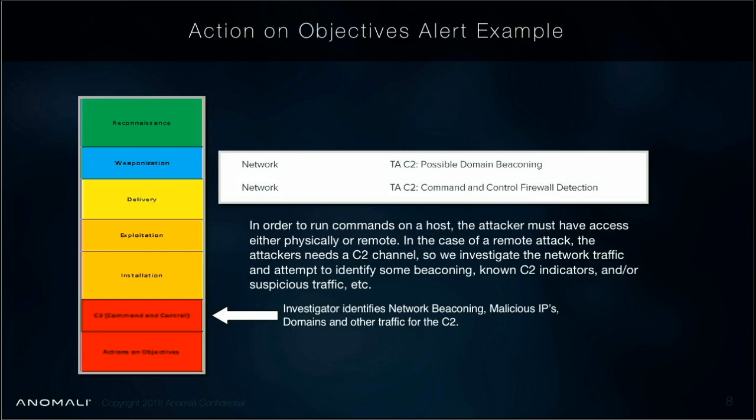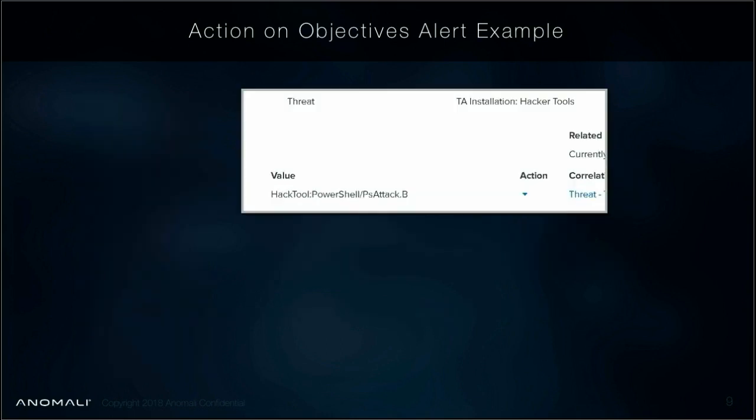The key here is that attacker has to have either physical access to that system or remote, okay? In the case of a remote attack, it needs that command and control channel. So the SIM is doing a lot of investigating the network traffic, and these are some of the rules that were triggered, not just the domain beaconing, but also the command and control from some of the firewall set of rules that he had configured, okay? So again, we want to identify the sources, the communication channels, the exploits, or the commands that they're executing.